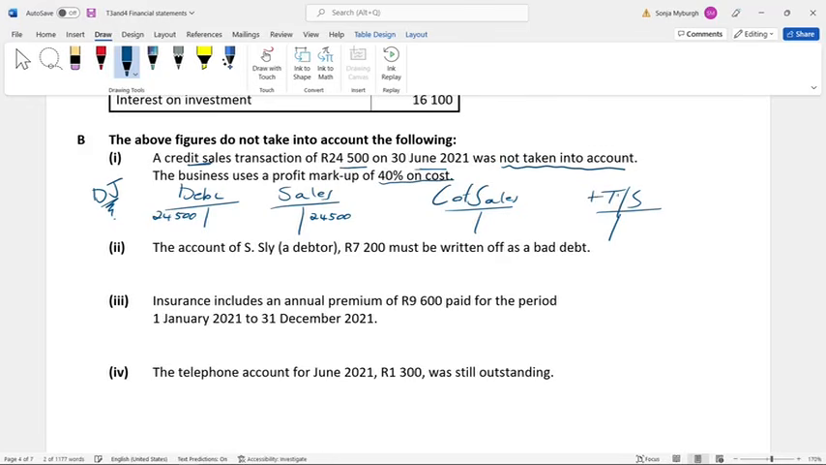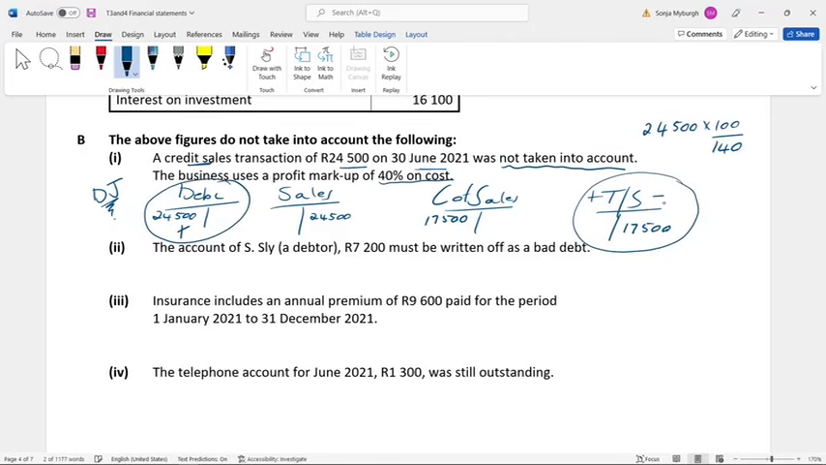It decreases at cost price, 24,500 times 100 on 140 will give me the cost price of 17,500. I debit cost of sales and I credit trading stock. So on my balance sheet, debtors will increase and my trading stock will decrease.